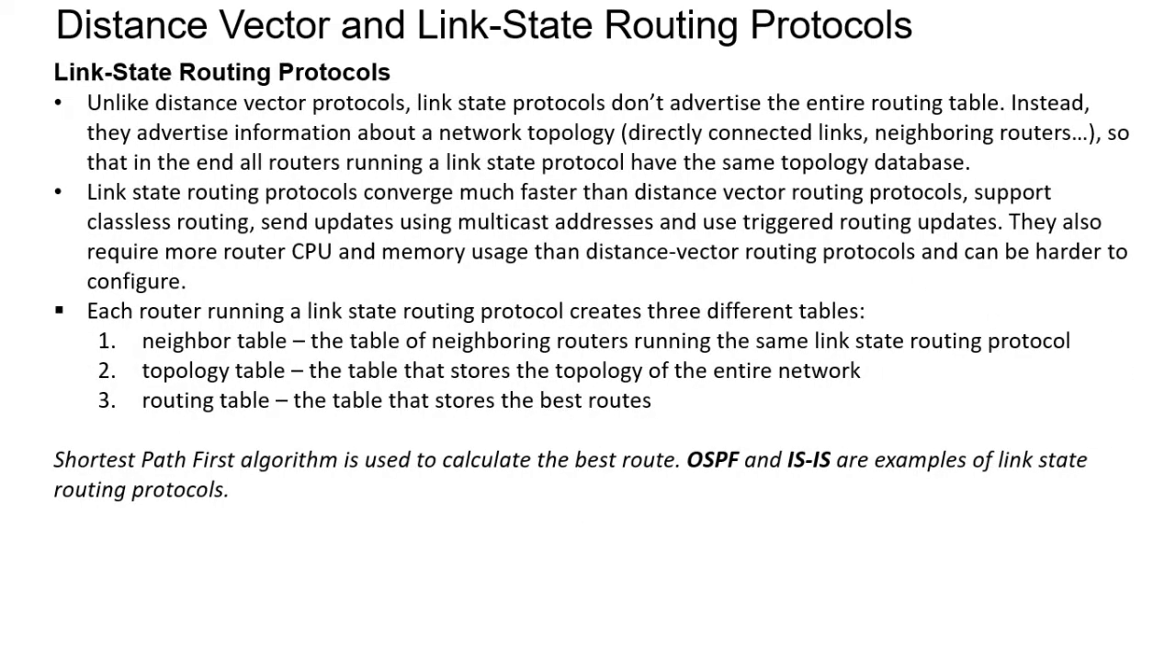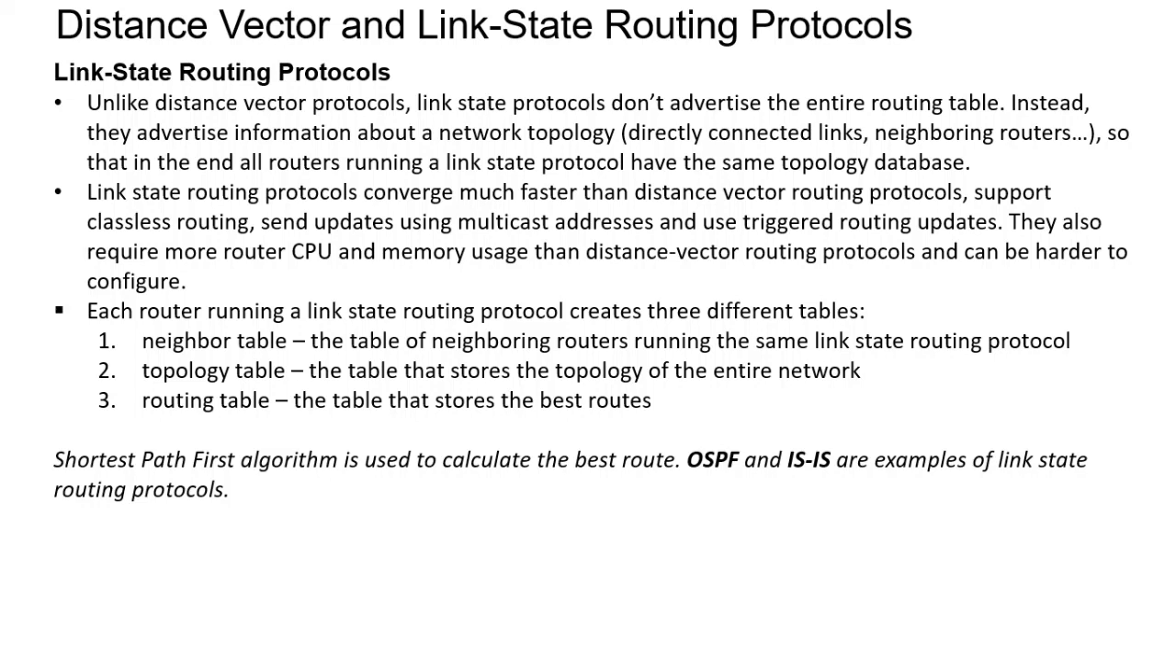Link state protocols. Unlike distance vector protocols, link state protocols don't advertise the entire routing table. They advertise information about the network topology. So in the end, all the routers running a link state protocol have the same topology database. They converge much faster than distance vector routing protocols. They support hierarchical routing. They send updates using a multicast address and use triggered routing updates. They still require more router CPU and memory than distance vector and can be hard to configure.